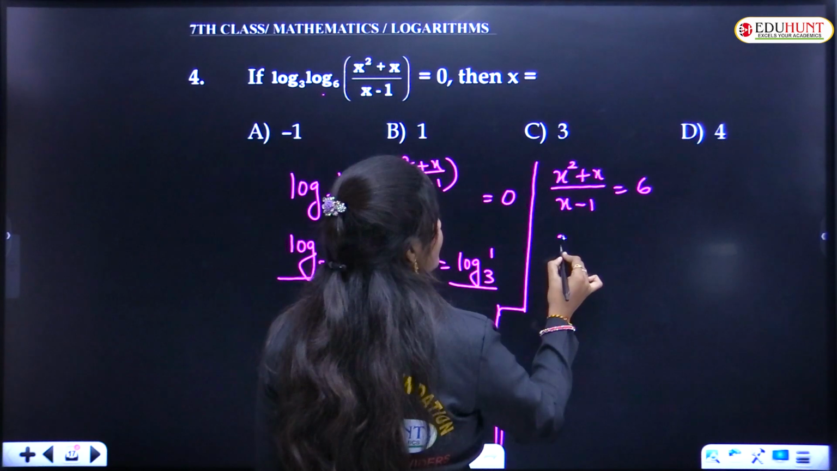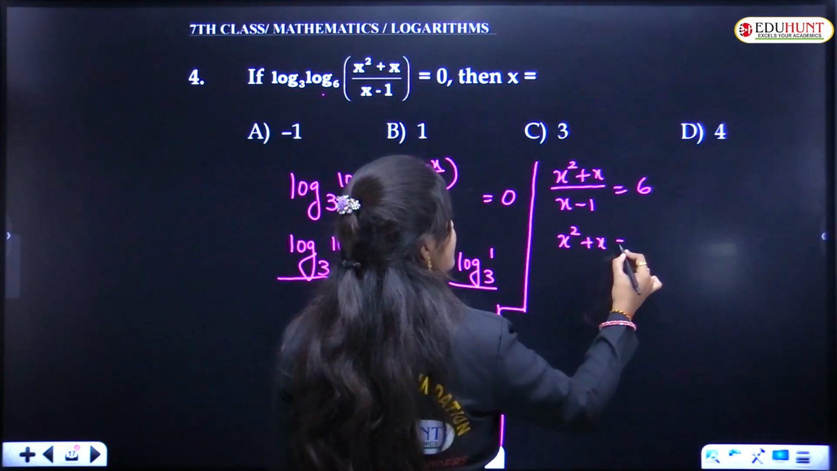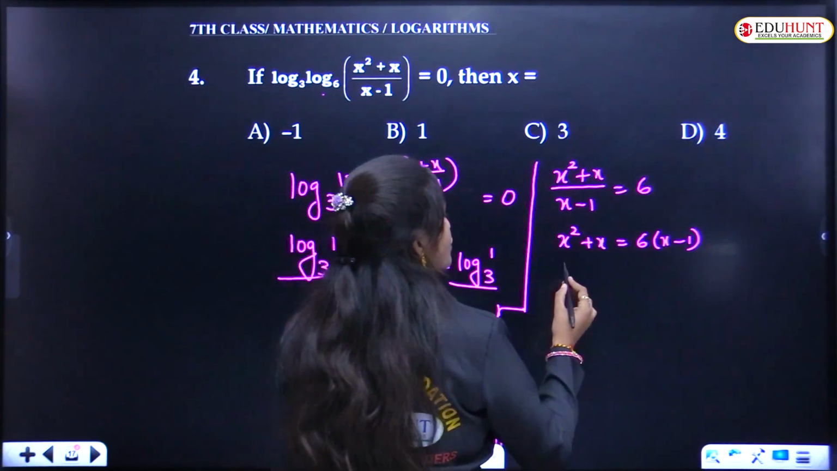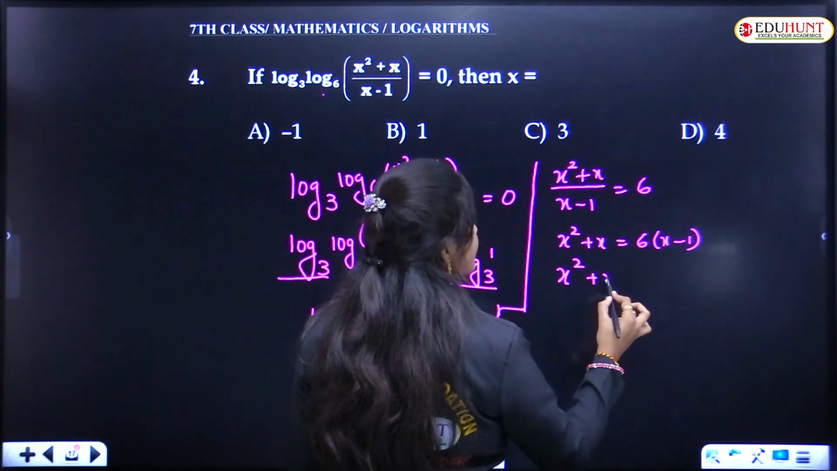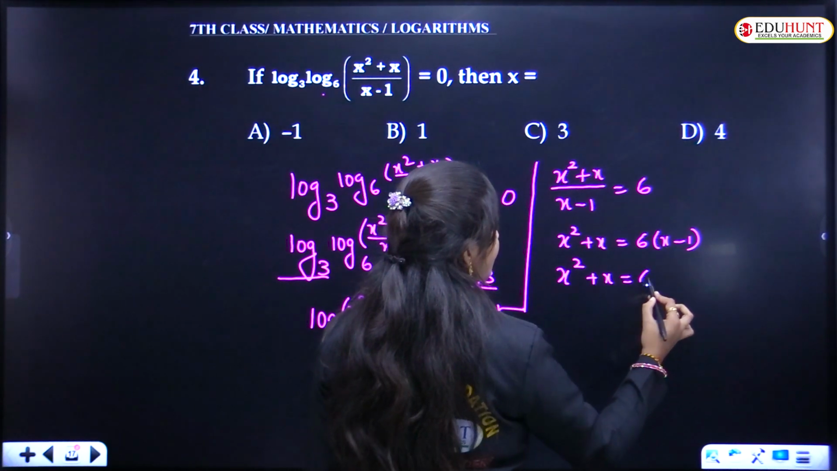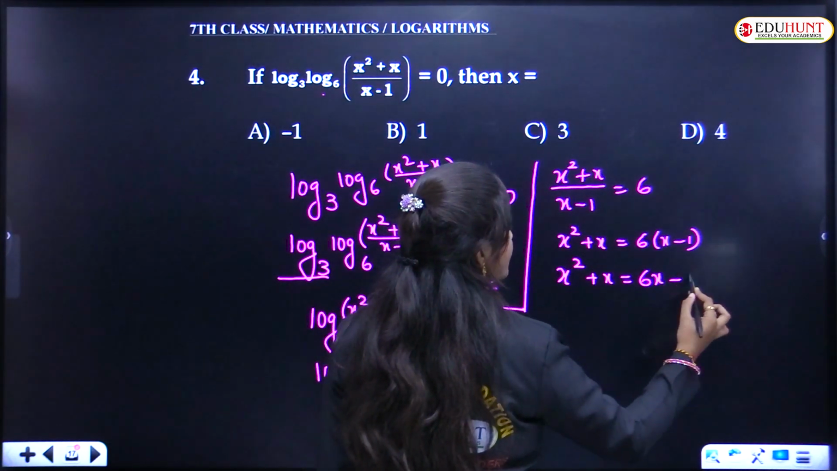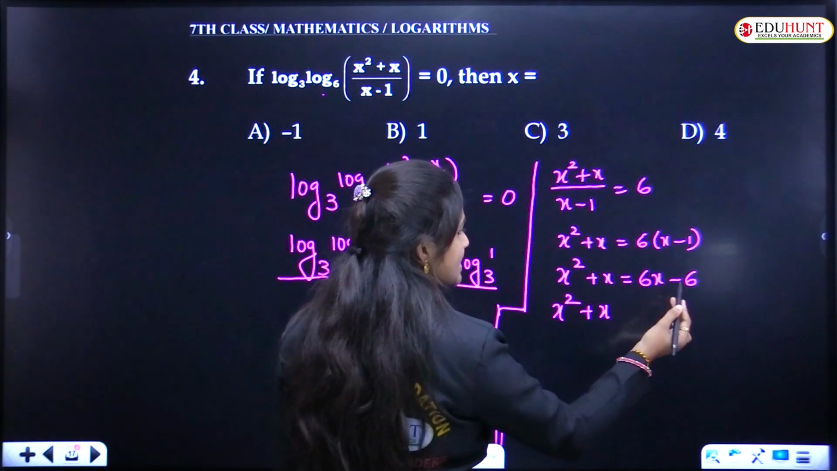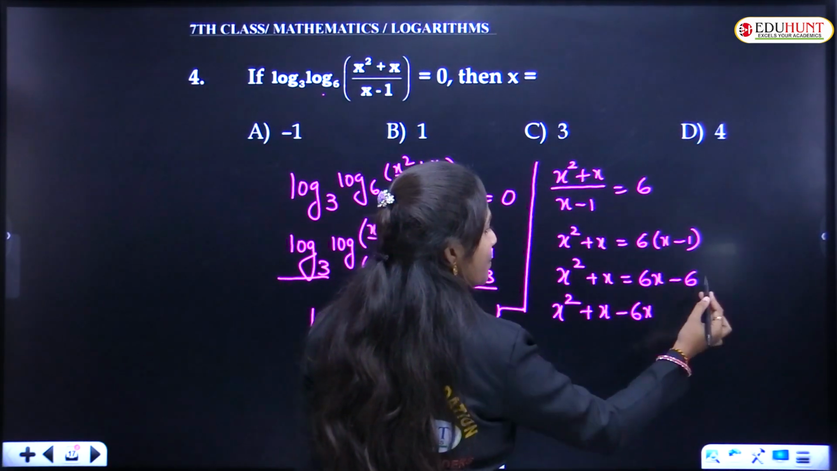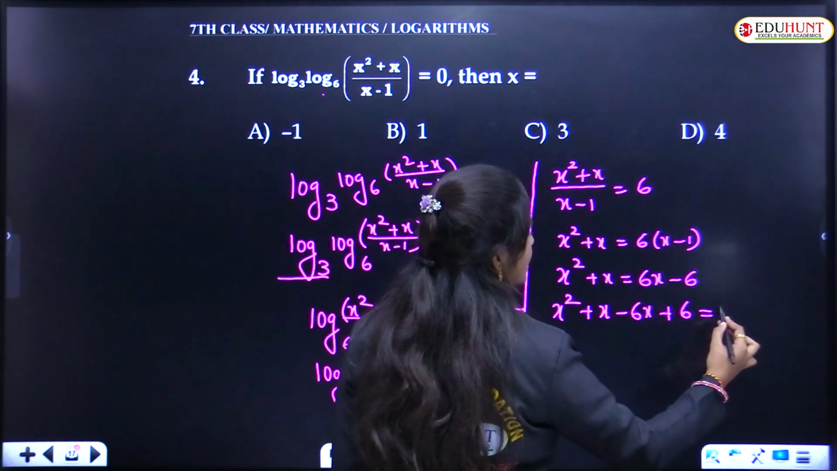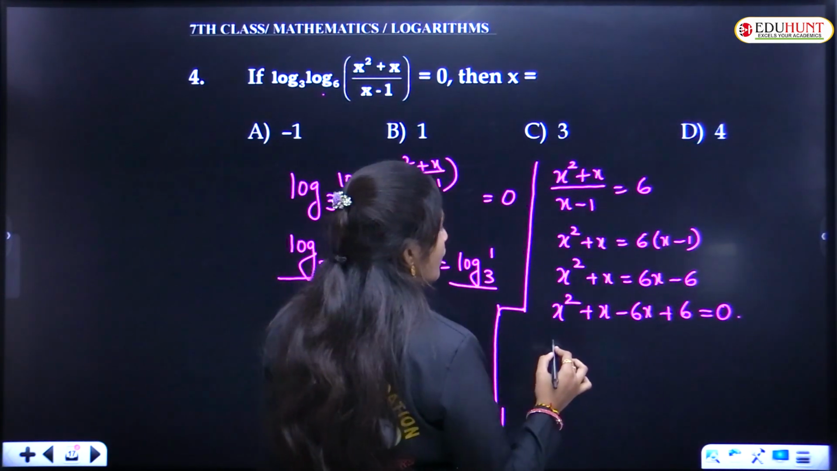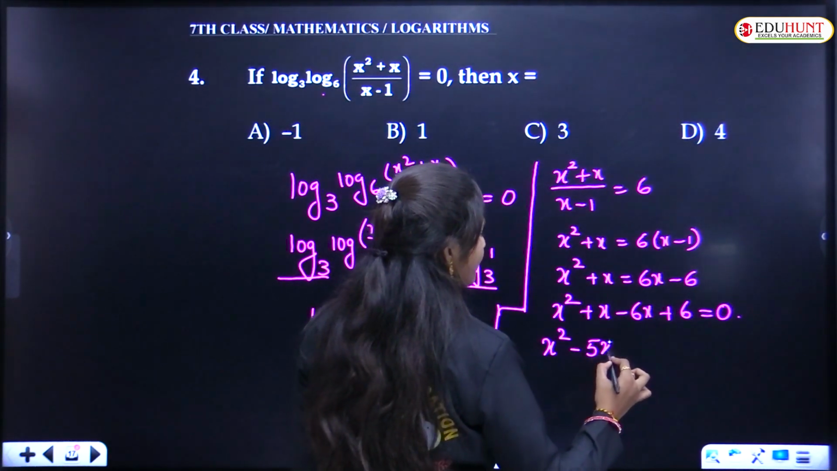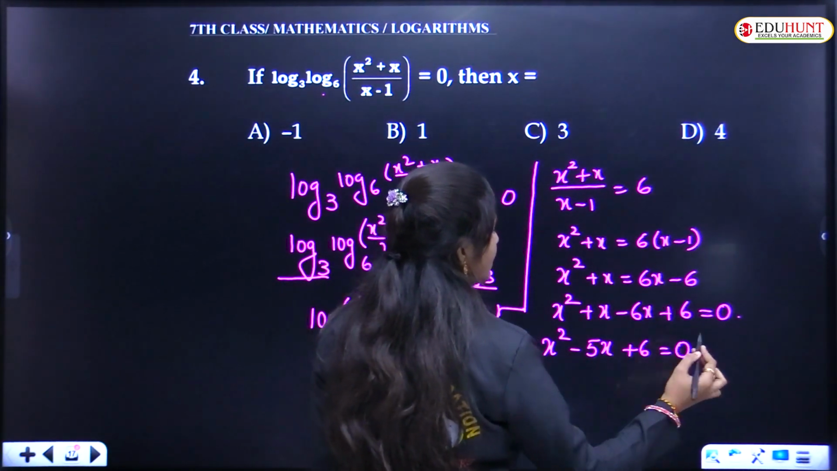So simplify this. x square plus x is equal to 6 into x minus 1. Just cross multiplication. So x square plus x is equal to 6x minus 6 into 1, which is 6. After that, x square plus x, plus 6x becomes minus 6x, and minus 6 becomes plus 6, which is equal to 0. Clear? So here x square plus x minus 6x is equal to minus 5x plus 6 is equal to 0.